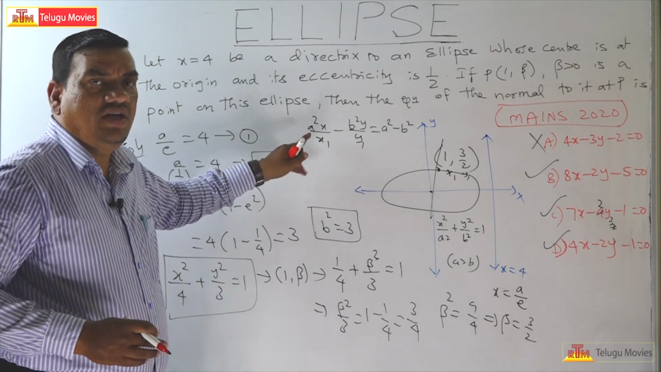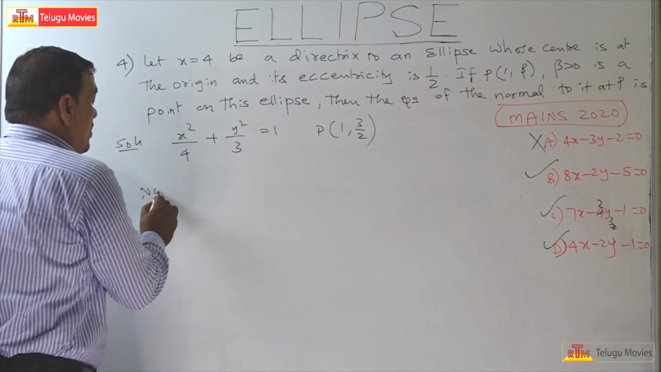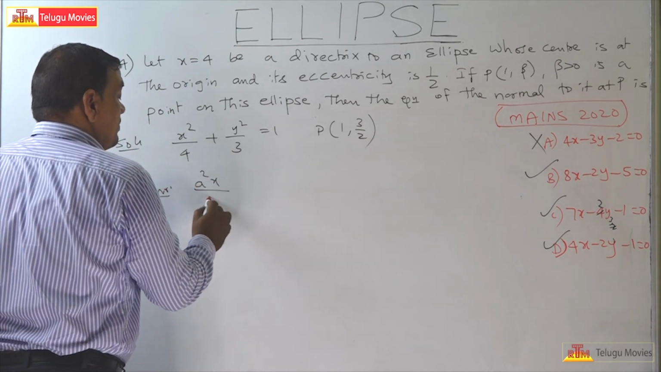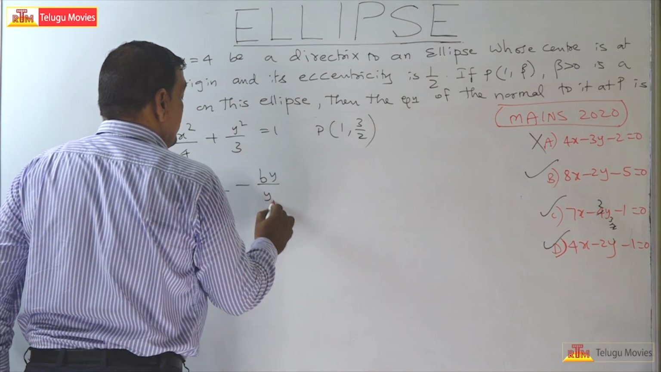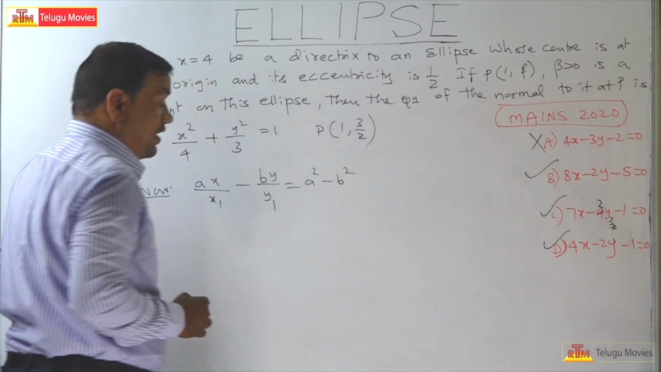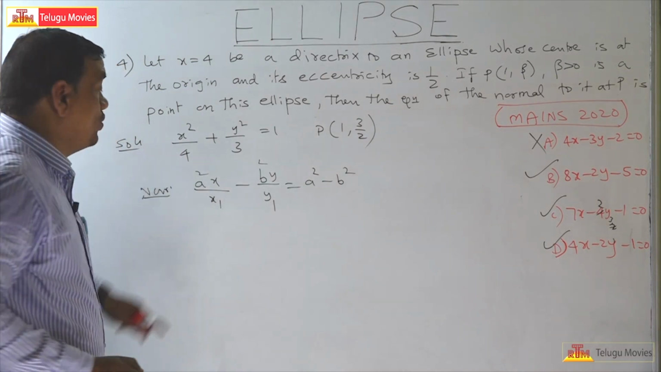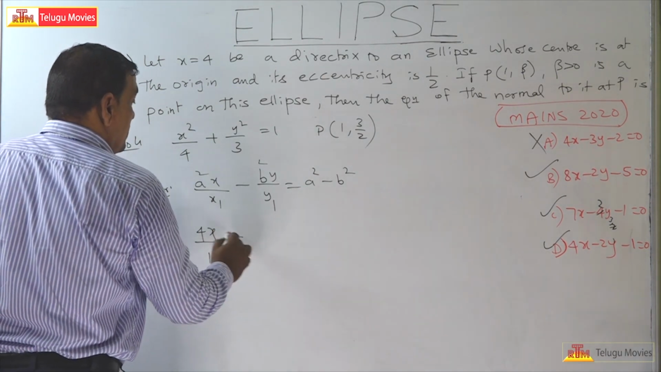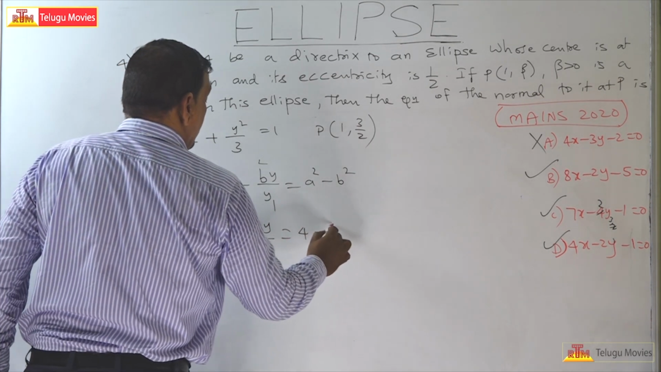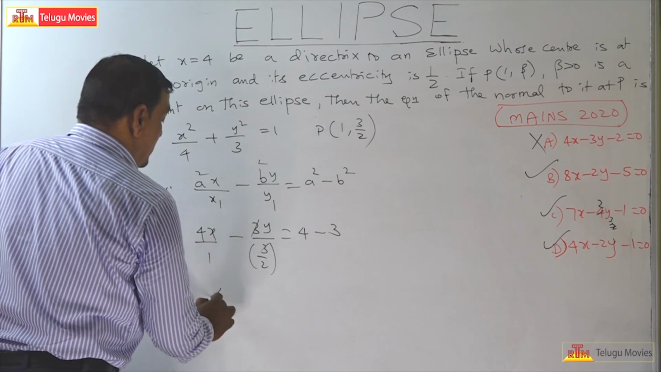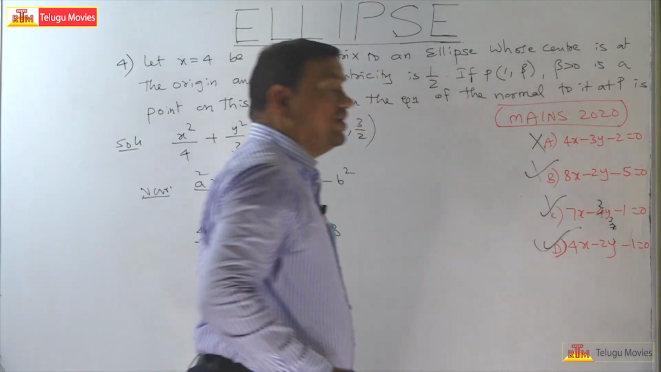Let us calculate the normal equation using this formula. The equation of the normal is a square x by x1 minus b square y by y1 is equal to a square minus b square. Here a square is equal to 4 and b square is equal to 3, so 4x by 1 minus 3y by (3 by 2) is equal to a square minus b square. Here the 3 will get cancelled. 4x minus 2y is equal to 1. Therefore, option B is your correct answer.